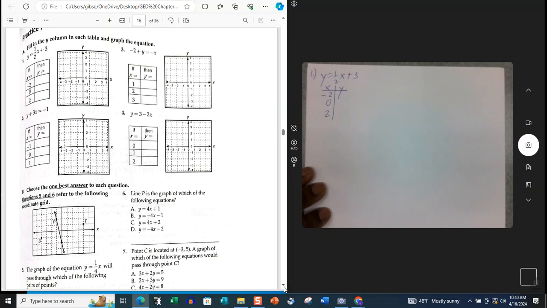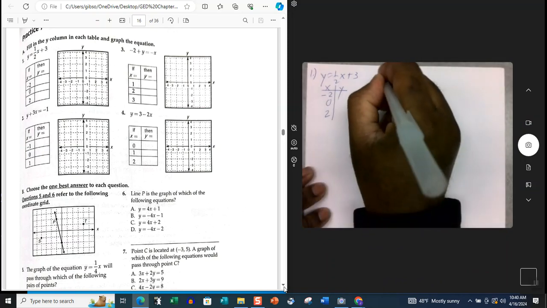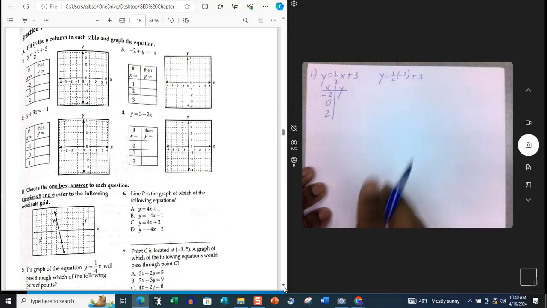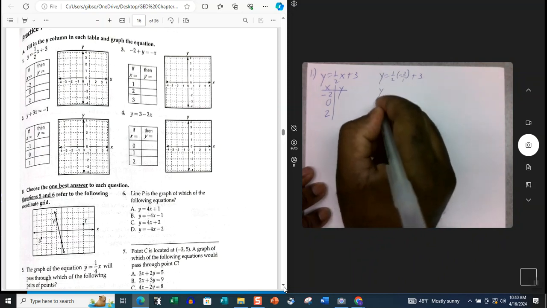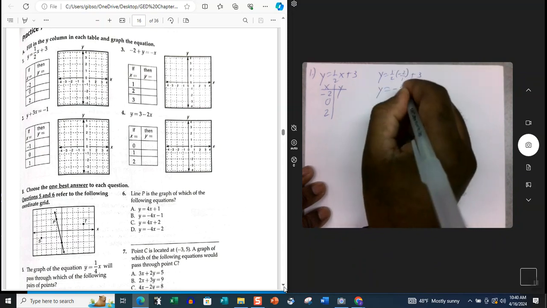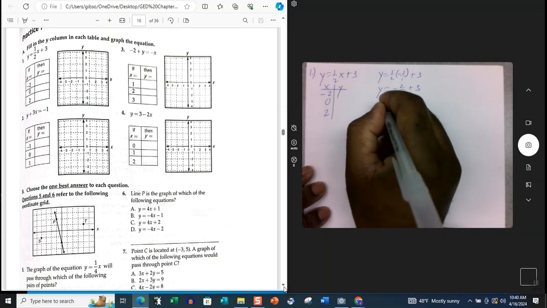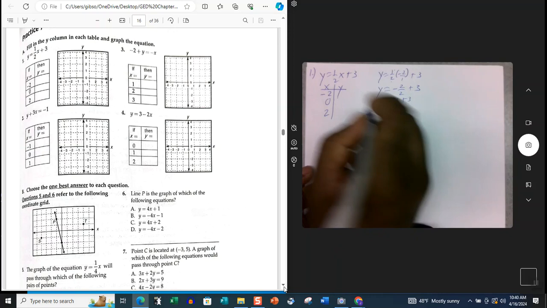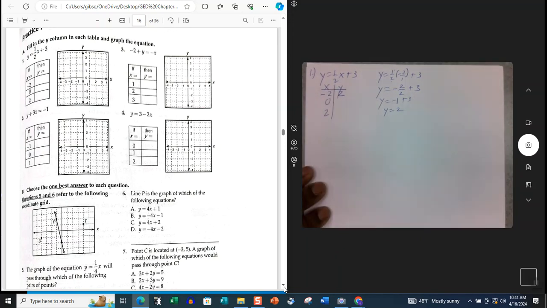So now what we're supposed to do is substitute in for x and then solve for y. So we have y is equal to 1/2 times negative 2 plus 3. Now we know this is negative 2 over 1. So y is equal to 1/2 times negative 2 over 1, which gives us negative 2 over 2, plus 3. Negative 2 over 2 is negative 1, plus 3, and y is equal to 2. So our first answer is negative 2, 2.